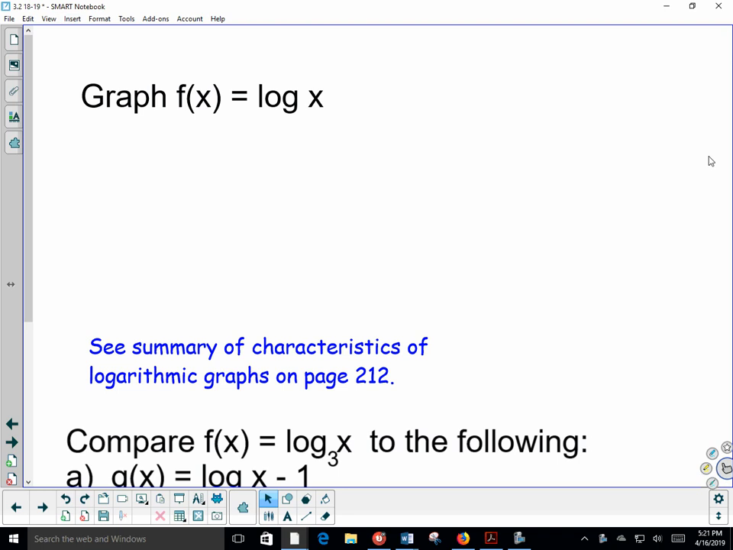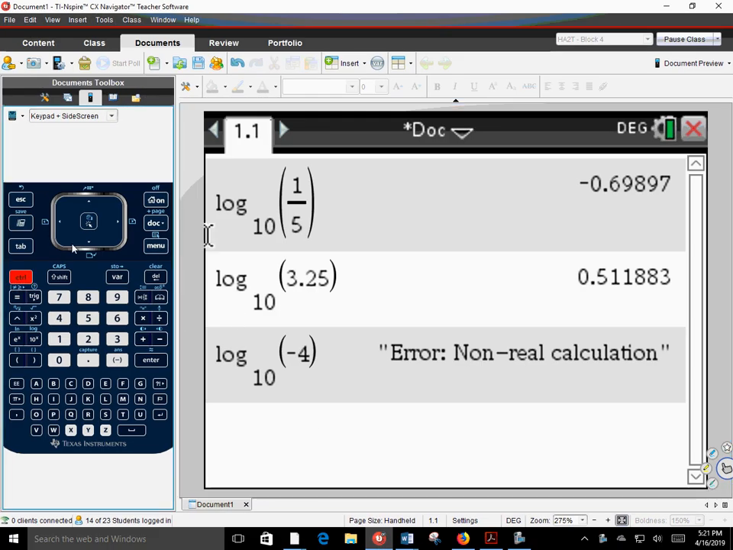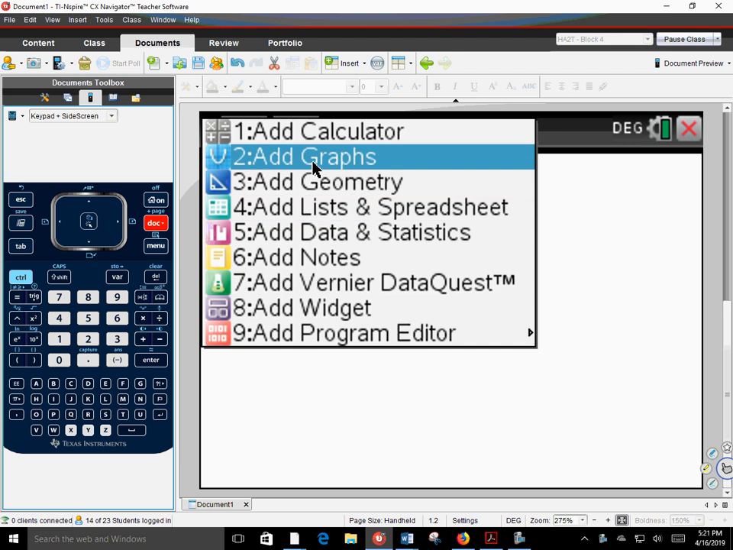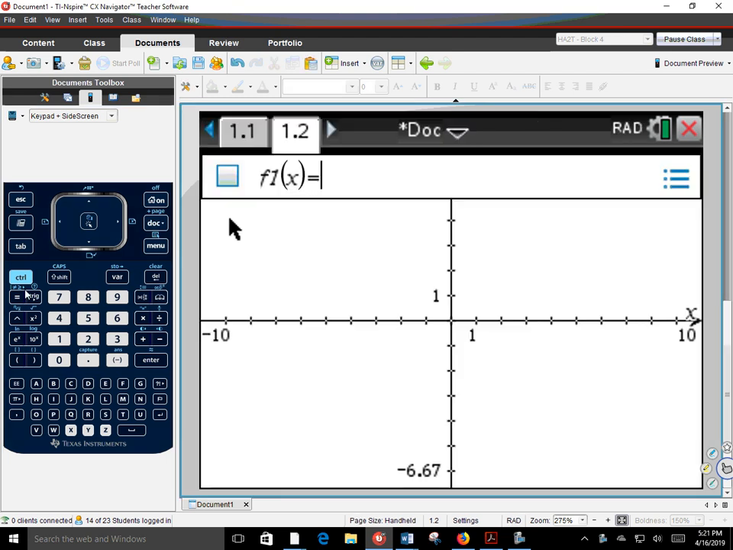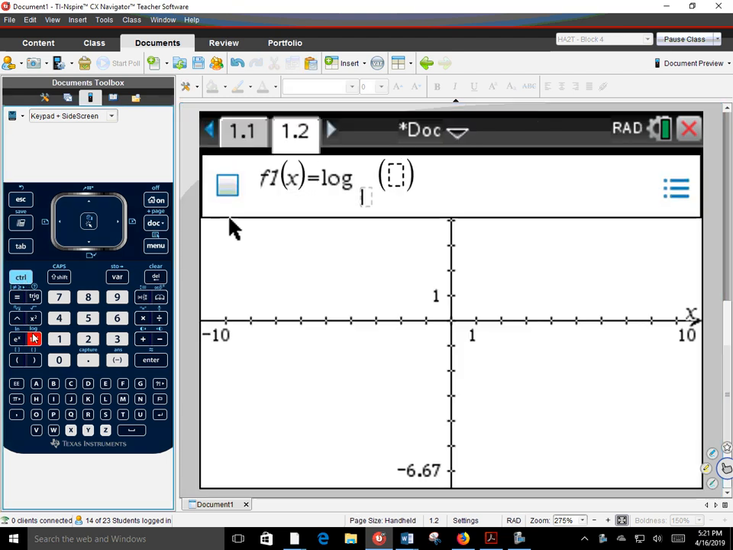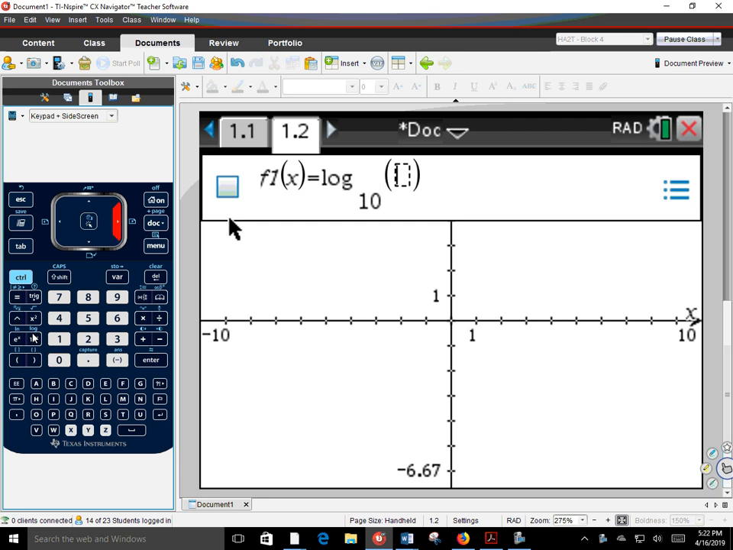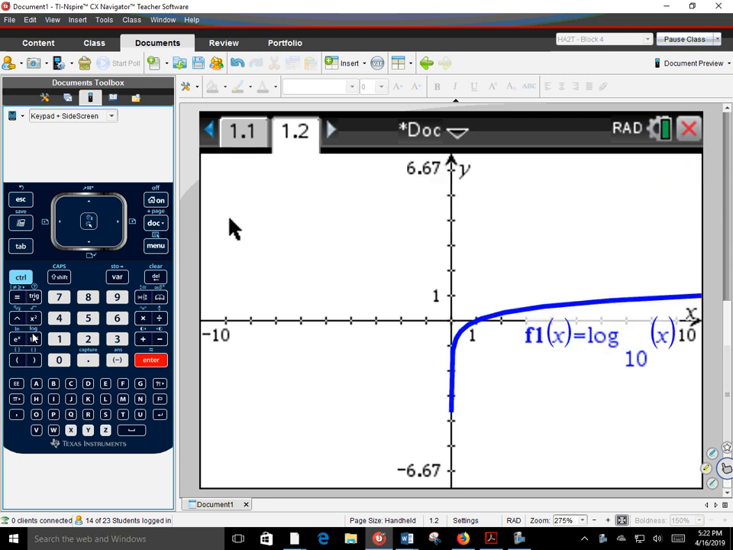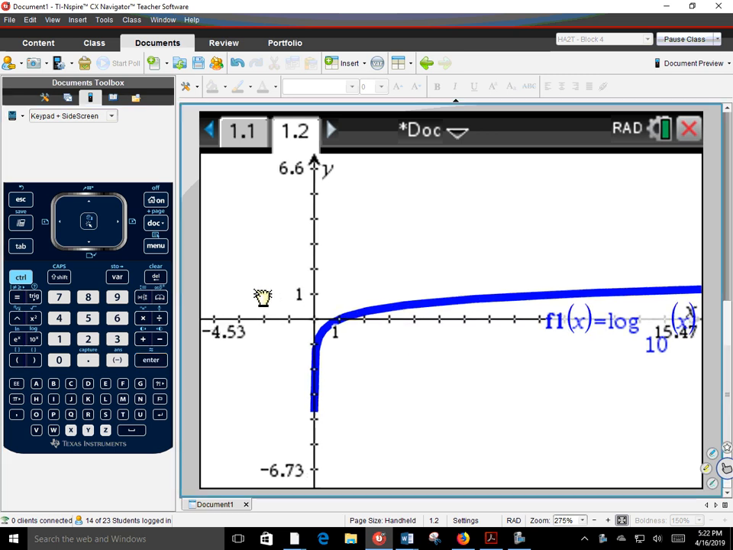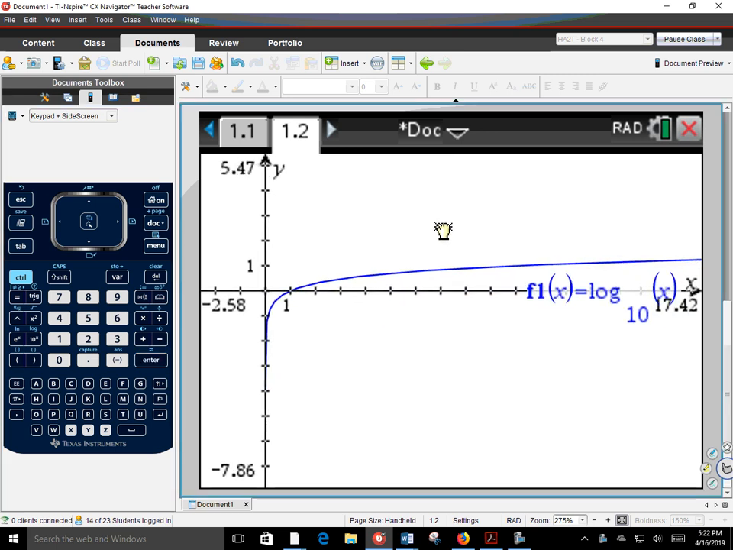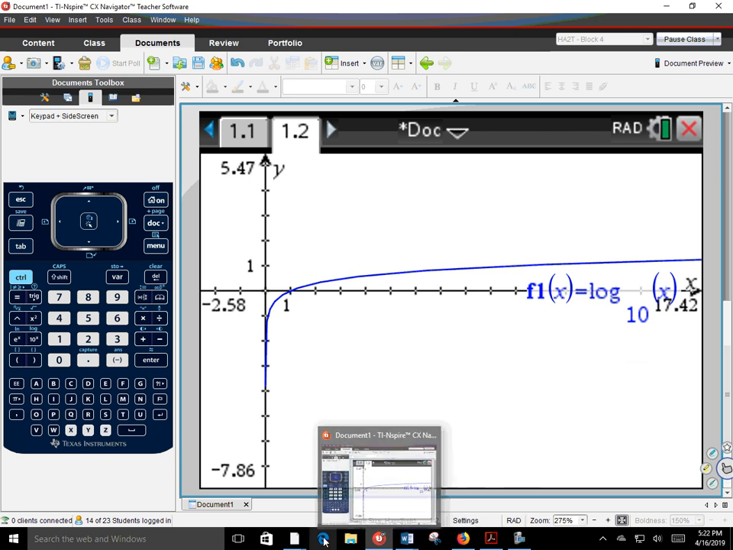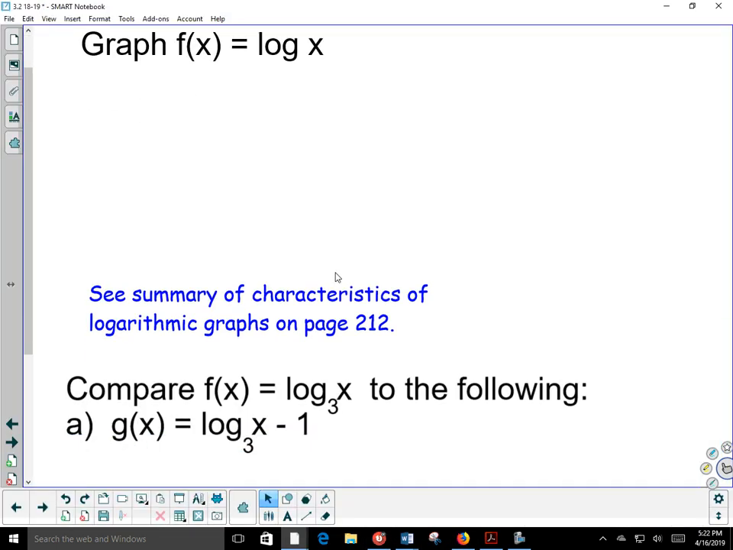So if we look at the graph of f of x equaling log x, we can pull up our calculator here, and let me just go to a graphs page. If I'm going to graph log x, that's base 10, right? Because we didn't say a base. So I'm just going to say log x. There's the graph of the logarithmic function. I can drag this a little bit this way so we can see it a little bit better.